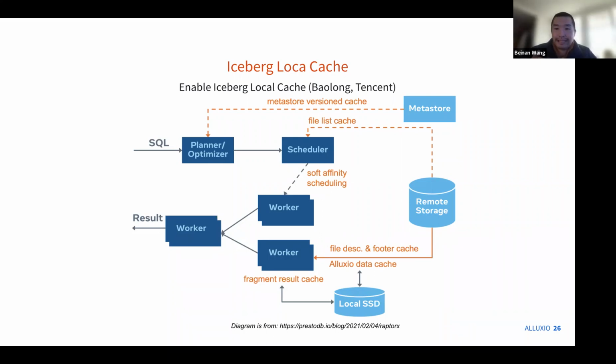By using the local cache, we can see network traffic reduced by at least 60%, and in some use cases 90 or 95%, because it just hits the data locally. It can provide better data locality.